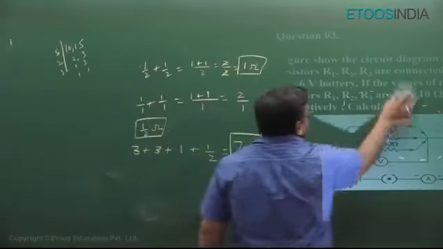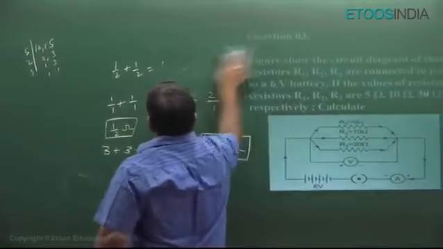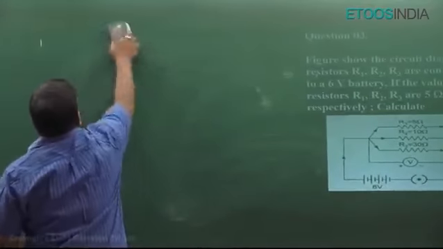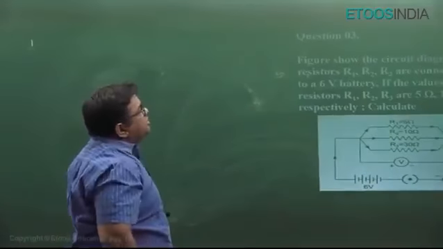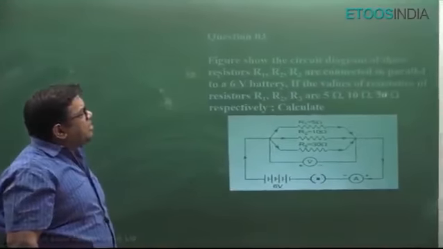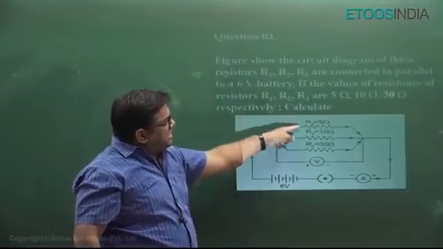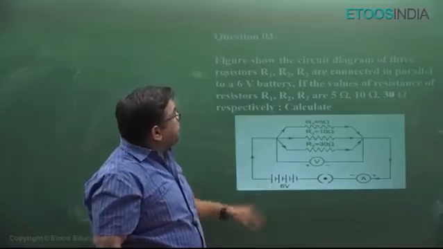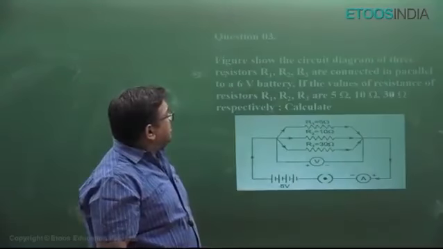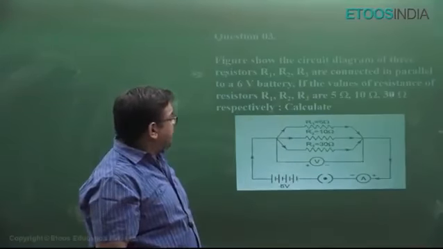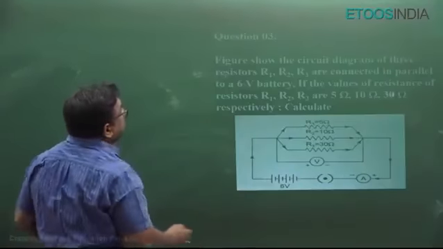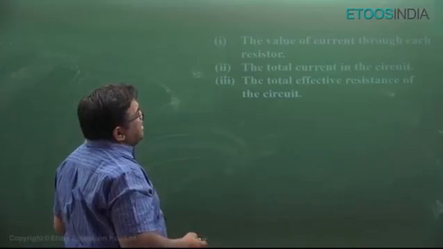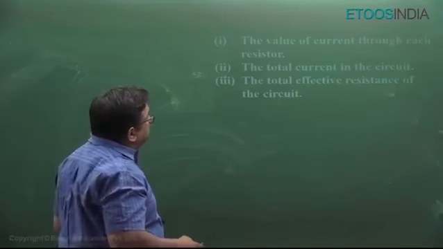Let's see what it says. The figure shows the circuit diagram for three resistors R1, R2, R3 connected in parallel. You can see it here. V is a battery of 6 volts. It's showing 6 volts over here. If the values of resistance are 5, 10 and 30 respectively, then calculate the value of current through each resistor, the total current and the total effective resistance of the circuit.